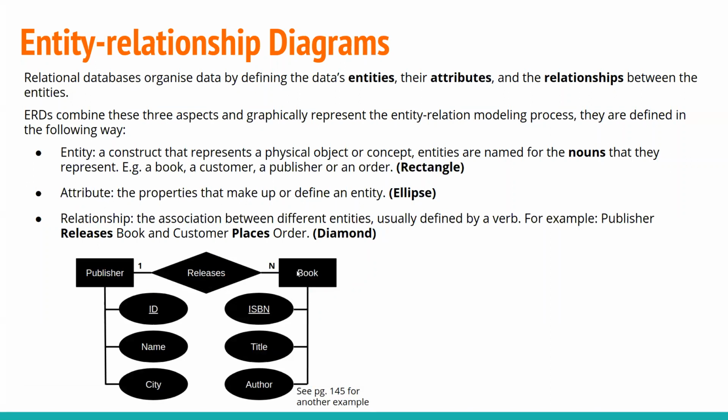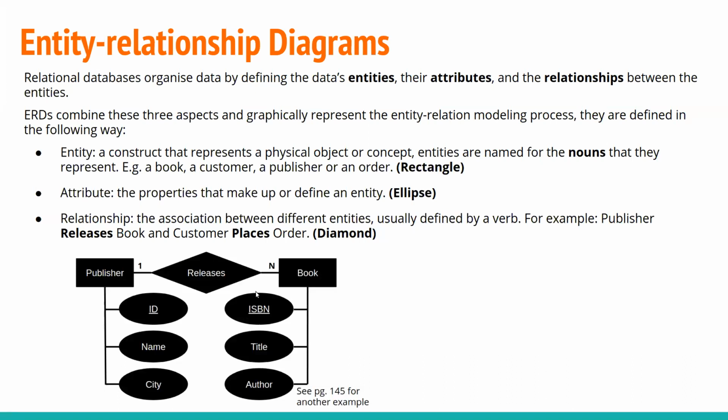Now, notice there's also this 1 and an N. That means that there is one publisher, and N means many. So one publisher releases many books. That's the relationship. Publisher releases books. So 1-N is saying it's a one-to-many relationship.